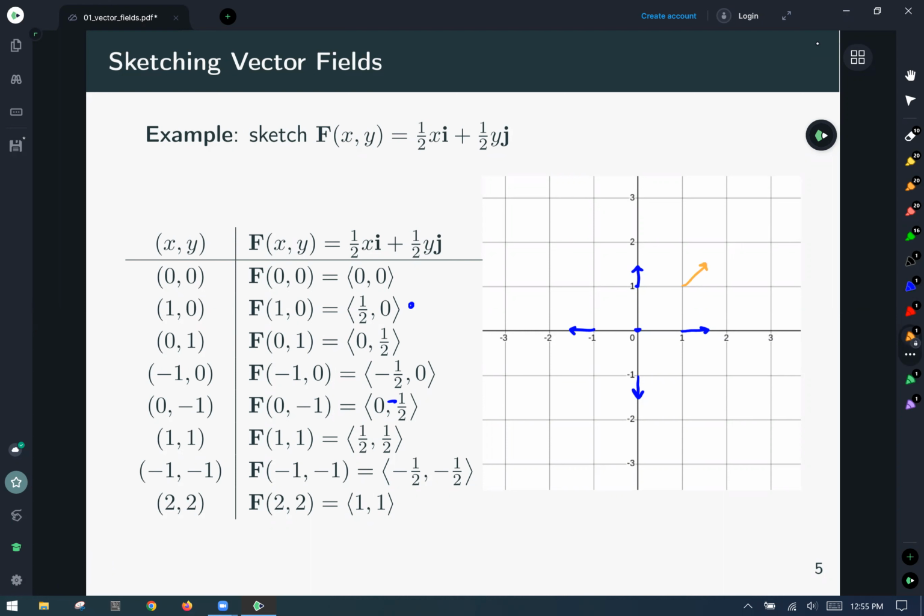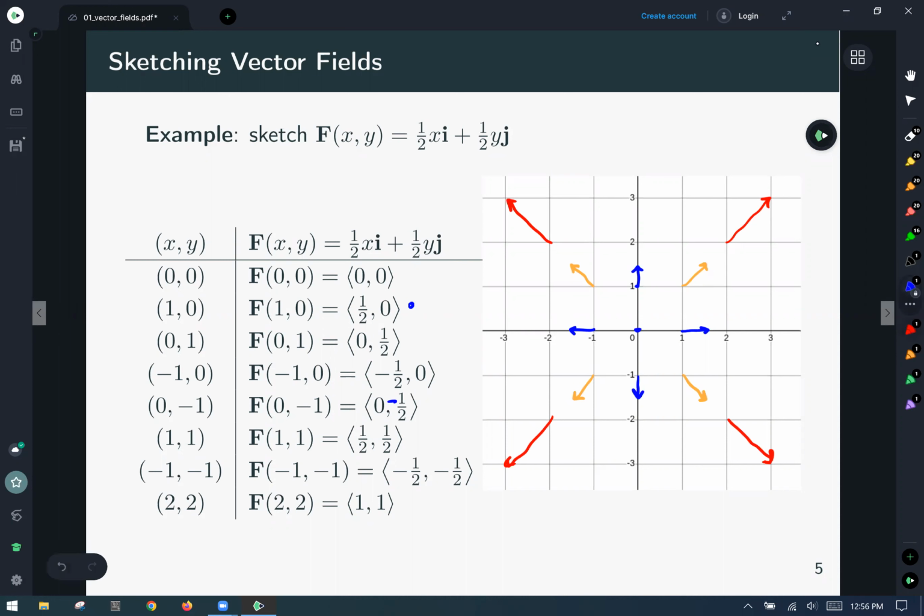Now on to negative 1, negative 1 as our input point. Down here, we're going to have a very similar negative 1/2 in the x direction, negative 1/2 in the y direction. And similarly, if we went ahead and calculated these ones, you'd see that you get similar vectors pointing out away from our origin. Now at 2, 2, here we have 1 in each direction. Those are even longer still. And if you went ahead and did all of these, you would see a similar thing happening.